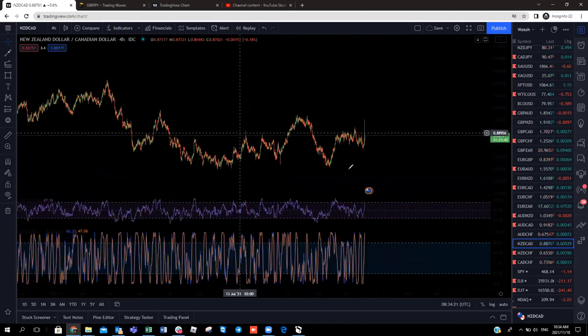And the question is whether we are going to get this expanding flat. 1, 2, 3. Is that all the move? And we're going to start to get a move to the downside. Let's have a look closely.